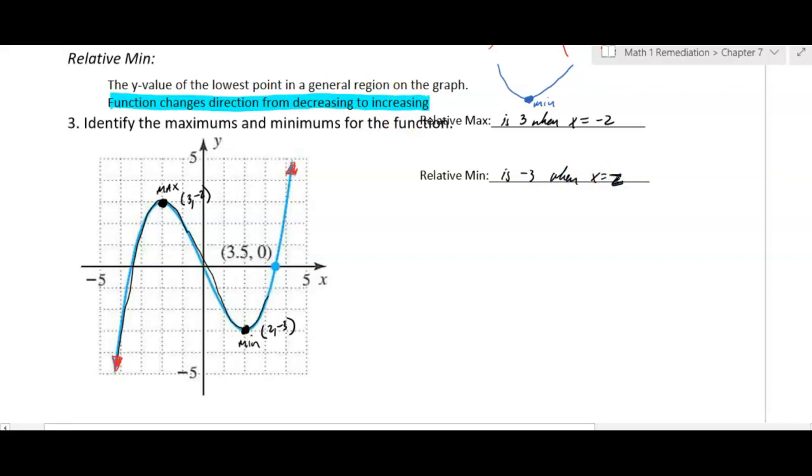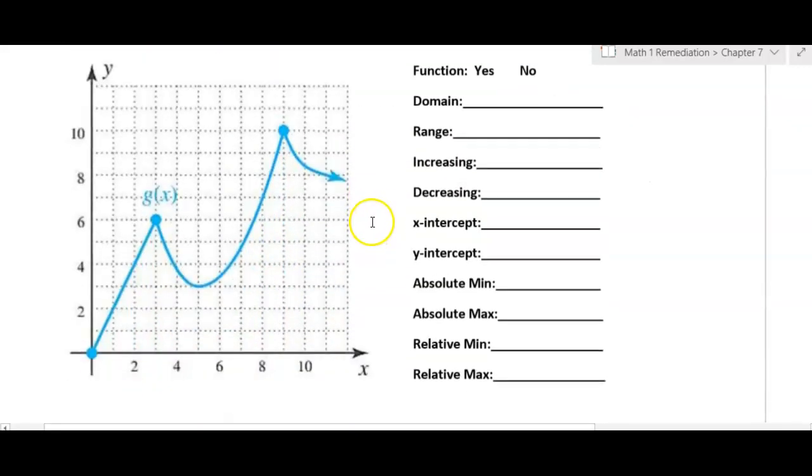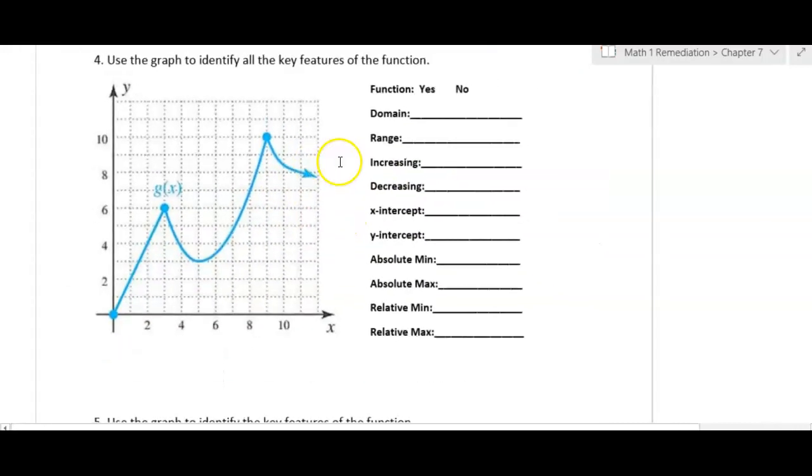Okay, so again, these are not the highest and lowest points, but if I look, this point here is the highest within that region. This point here is the lowest point within that region. So now let's look at it all. This is where we start to put it all together.